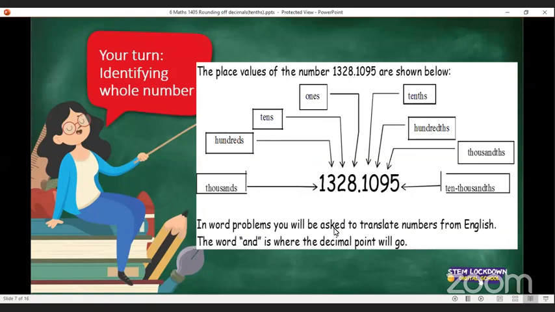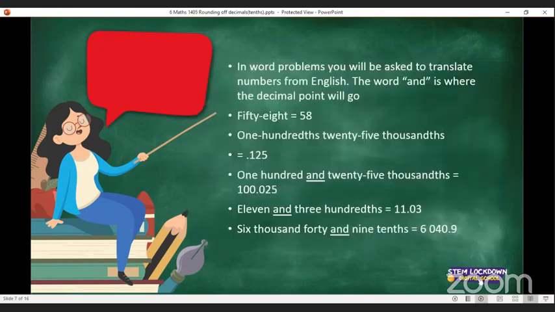So in word problems, you will be asked to translate numbers from English. The word "and" is where the decimal point will go, right? Move to the next slide so we'll be able to see what we're talking about. All right, so in word problems, you will be asked to translate numbers from English. The word "and" is where the decimal point will go.